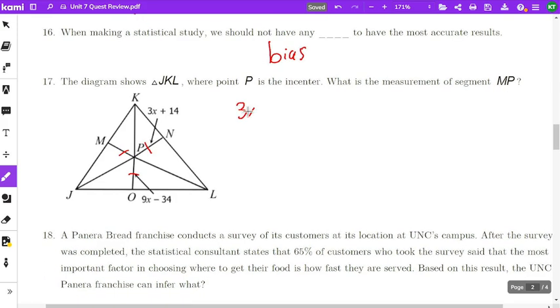In the center here, that means this and this are all going to be congruent. So that means 3x plus 14 will equal 9x minus 34. So I'll have 6x is equal to 14 plus 34, which is 48. So 48 divided by 6 is 8. So 8 equals x. I just go ahead and plug this back into either one of these because, again, it's going to be the same. 3 times 8 is going to be 24. 24 plus 14 is going to give me 38. So that means MP will equal 38.